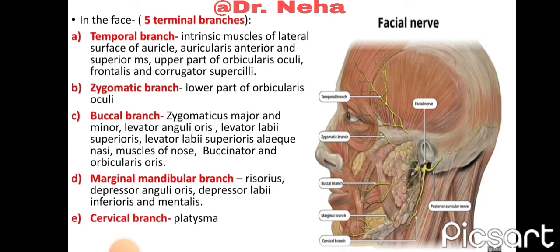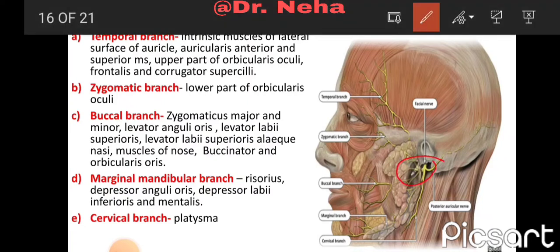The mandibular branch, that is the marginal mandibular branch, is providing innervation to the risorius, depressor anguli oris, depressor labii inferioris, and mentalis muscle. The cervical branch provides innervation to the platysma muscle. So here we can see in the diagram the emergence of 5 terminal branches from the facial nerve.